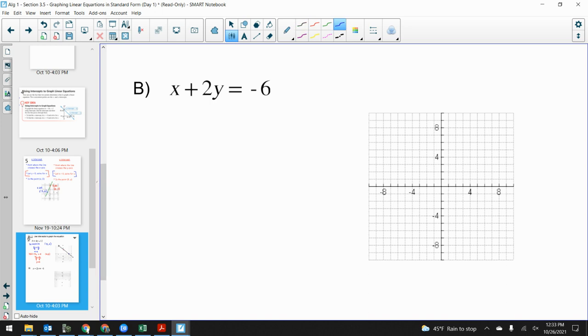Okay, so again, I let y equal 0. So x plus 2 times 0 is negative 6. Well, that's fancy. What happens with my 2 times 0? It goes away. So x equals negative 6. Oh, man, that was easy. 0, comma, negative 6.